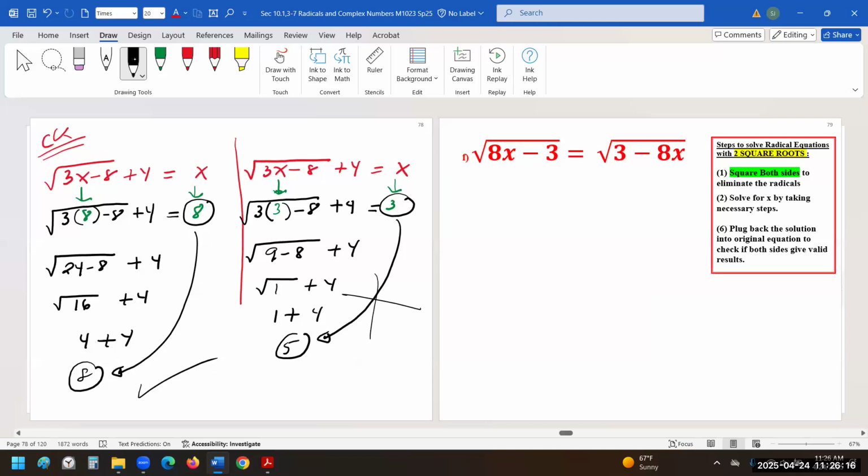Now the last one, we don't have anything extra. We have two radicals on two sides. Since at least one radical is alone, we are allowed to apply the power on both sides. As long as one radical is alone, we can apply it. So the radical and power cancel out. We get 8x minus 3 equals 3 minus 8x.